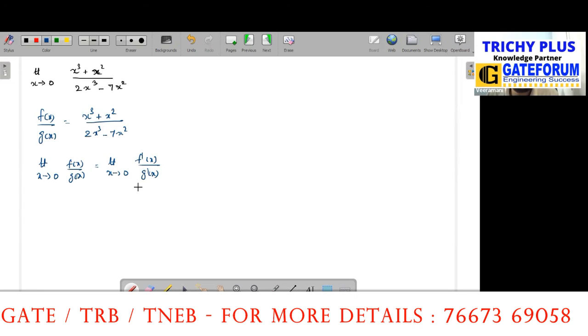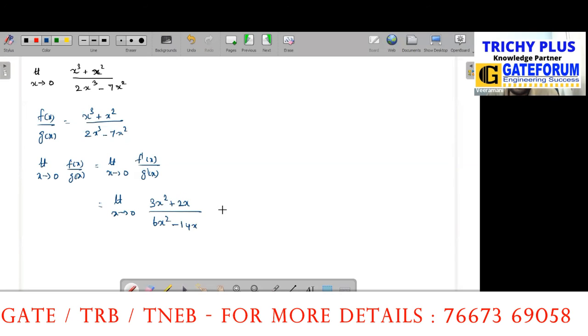Okay. So I got some answer as minus 0.1428. What about others? So the same thing can be written as limit x tends to 0 of f dash of x by g dash of x. So this is for f of x, g of x. When you take f dash of x, it's going to be 3x squared plus 2x, and g dash of x is 6x squared minus 14x.